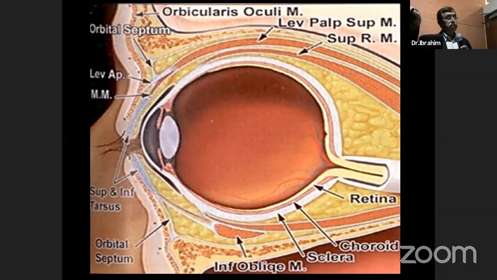And if you follow, this is the superior rectus. This is the levator palpebrae superioris, and there it divides into two parts: a part that goes into the upper eyelid, and a part that goes into the tarsus of the upper eyelid. This is called Müller muscle.